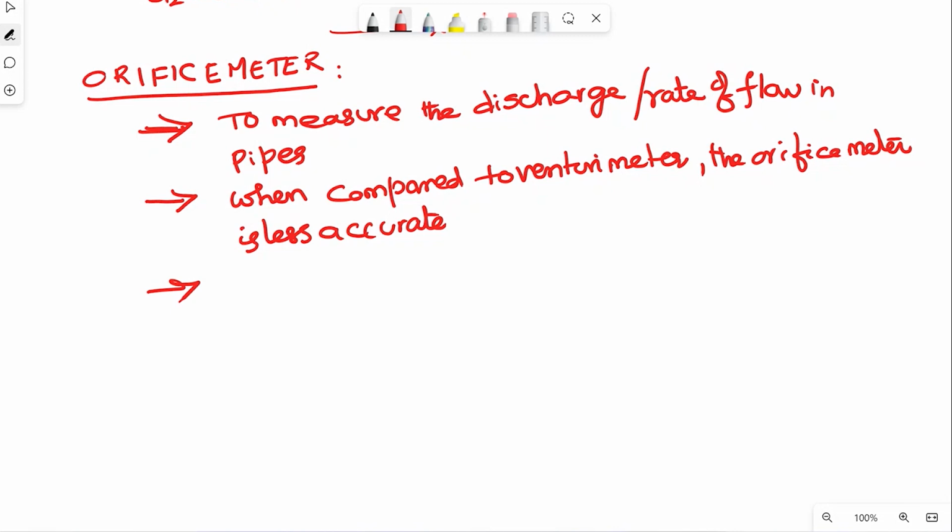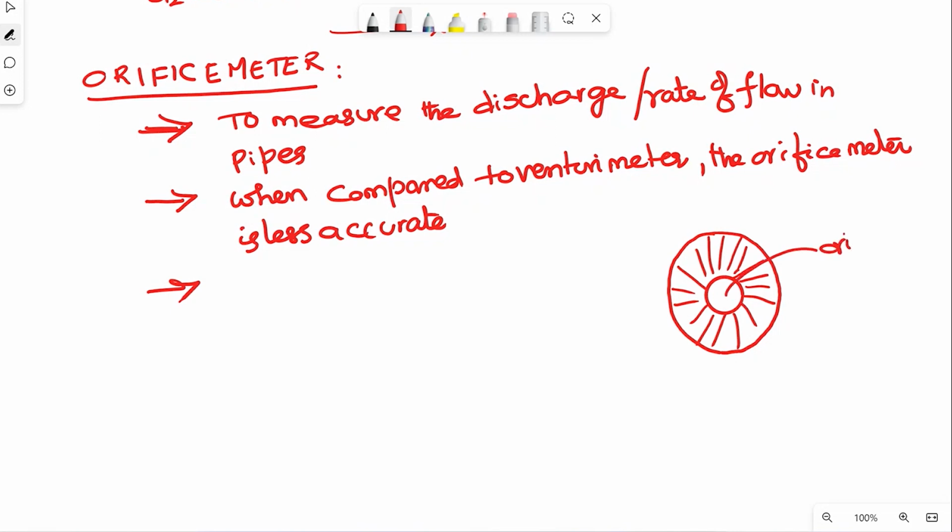Then third thing is what is orifice meter? What is an orifice? Orifice means a hole made in a plate. Suppose you imagine you have taken a circular steel plate, and at the center you make a hole. So now this is your steel plate, right? At the center, you have made a hole, and this hole is what we call an orifice. And this entire plate is called an orifice plate.